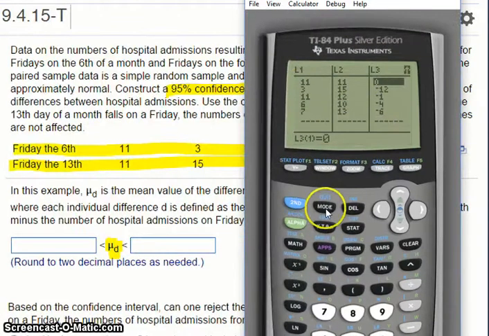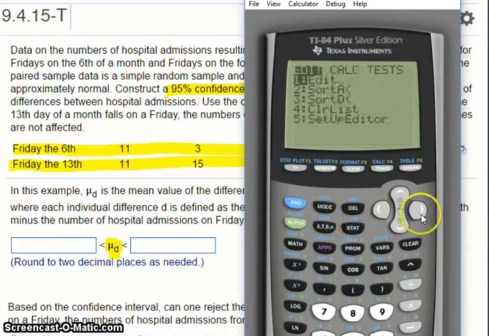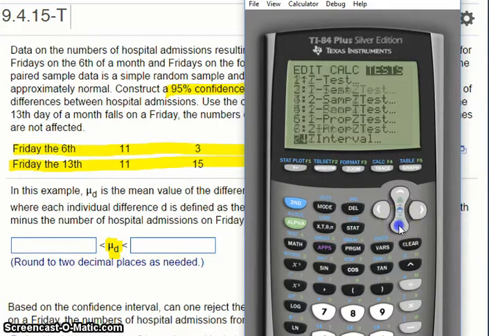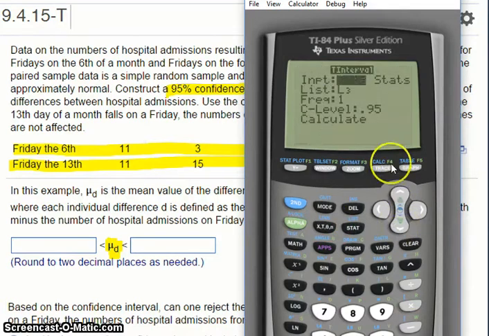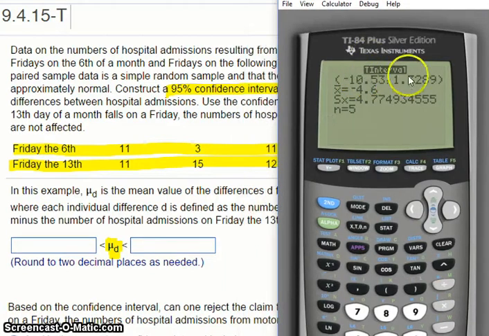Once we have that, we're going to run a t interval. So go to stat, go to test, go to t interval, data, right? We're given data. L3 is where the difference list is. Frequency, we're just going to leave it as 1. We're not going to touch that. Confidence level, 95%, so 0.95. Calculate. Lower bound, upper bound. All right. So lower bound is negative 10.53, and the upper bound would be 1.33.